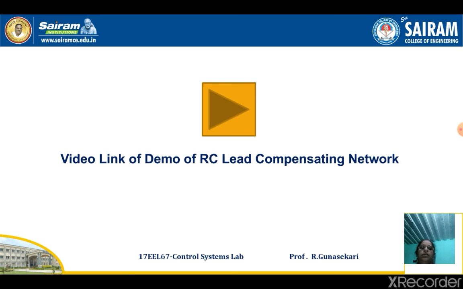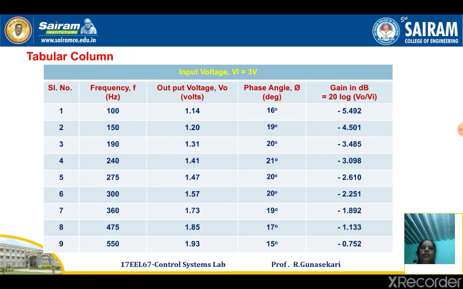Then the tabular column. I take the input voltage as 3 volt, whatever voltage you set using the signal generator. I set one sample reading of 3 volt. For 3 volt, I have to take the tabular column of frequency. From the signal generator you have to note down the frequency, then the output voltage measured using the CRO, and then the corresponding phase angle also. The gain is calculated by using the formula 20 log output voltage divided by input voltage.